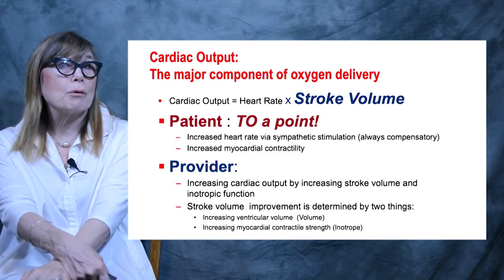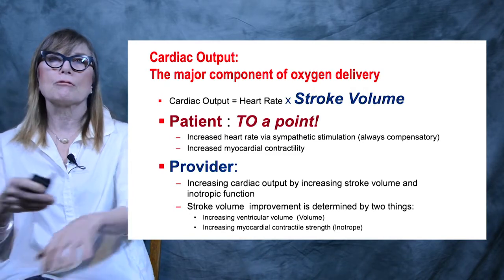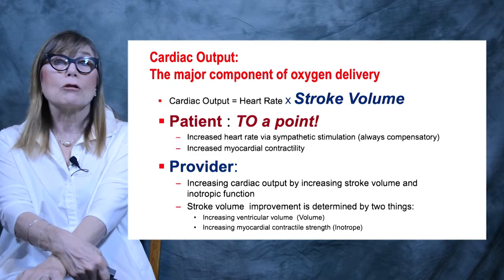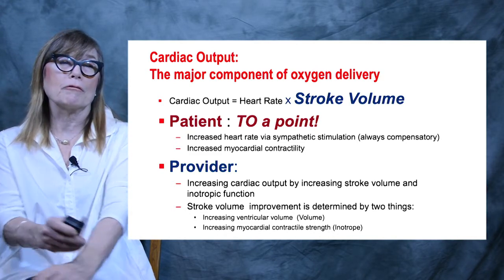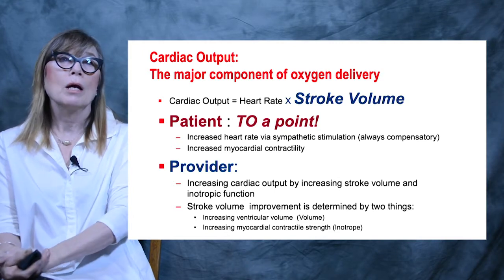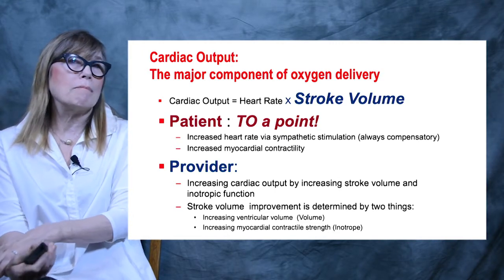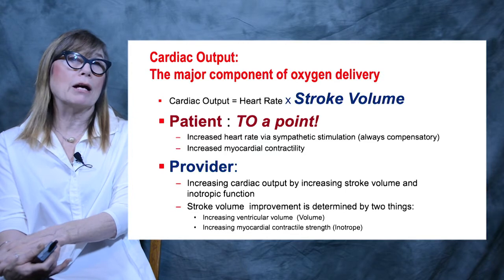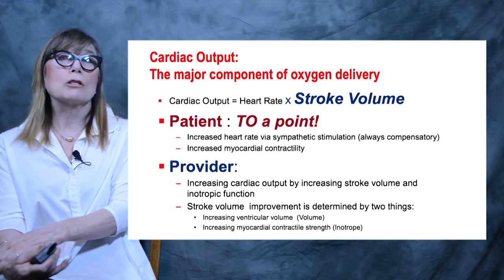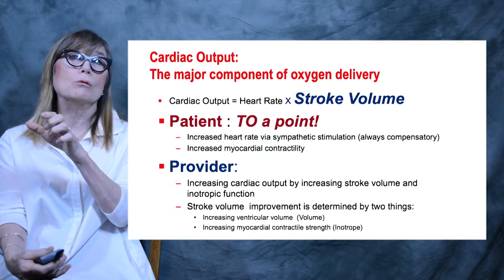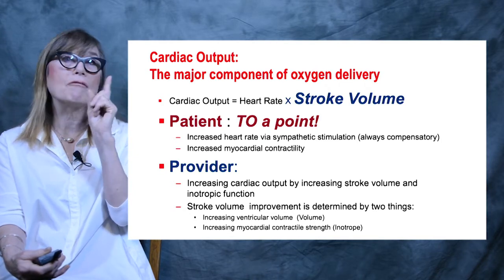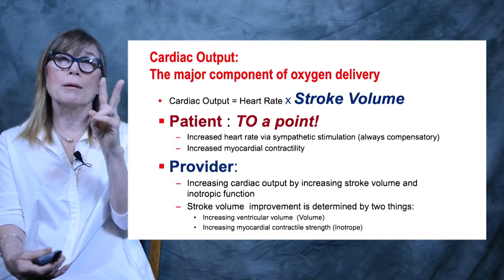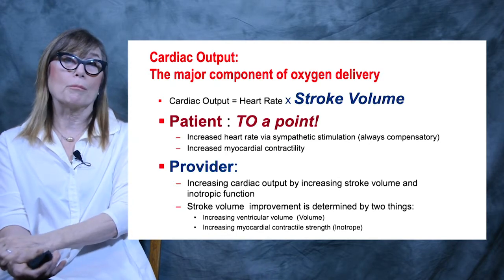We as providers, however, take over control, because we want to increase that cardiac output by increasing the stroke volume and the inotropic function. Now, why is this important? Because when you're in the ICU, you have many opportunities to actually evaluate cardiac output. But I want you to remember cardiac output has two components, heart rate and stroke volume. Heart rate is how fast your heart is beating. Stroke volume is the amount of volume ejected by the heart per beat.